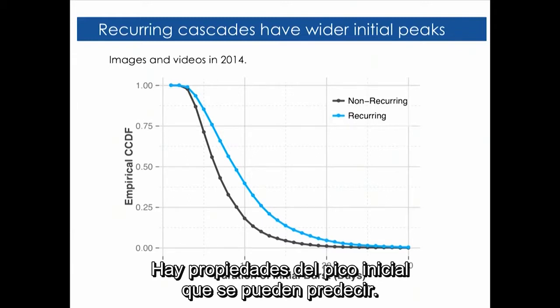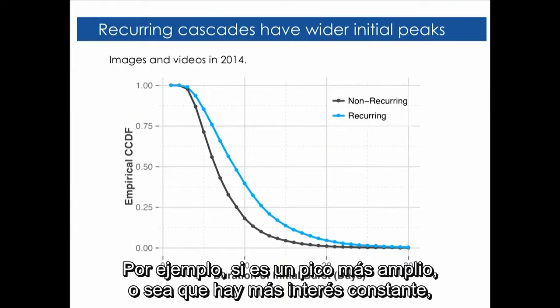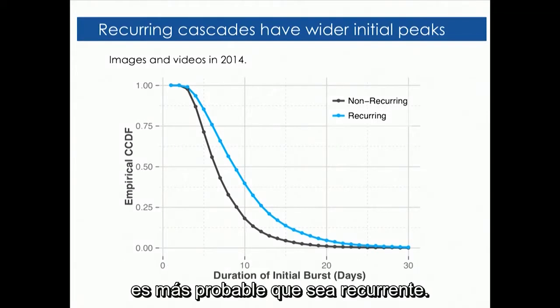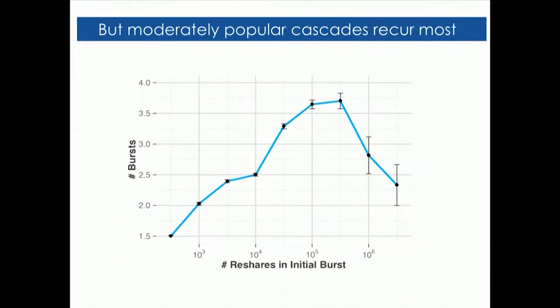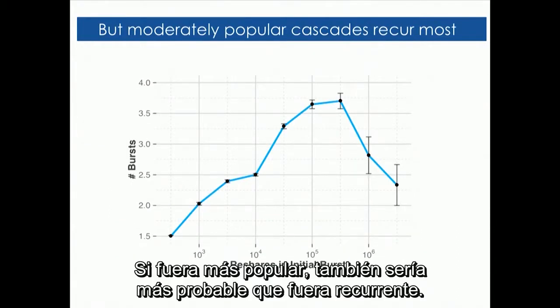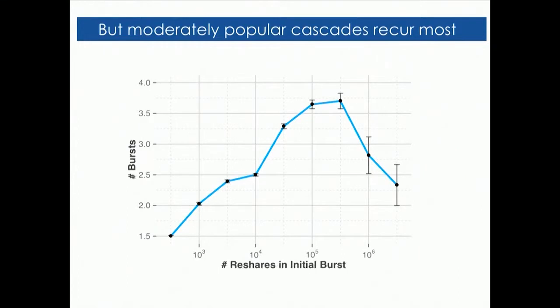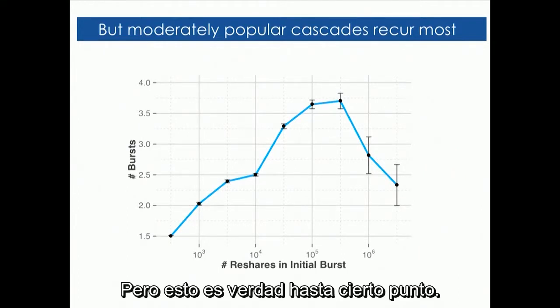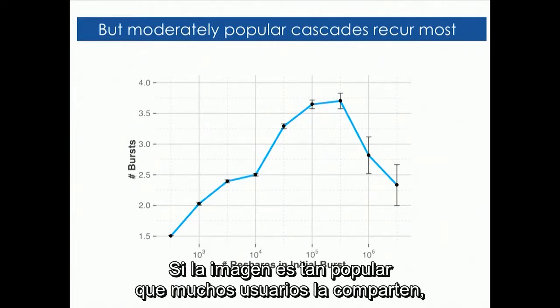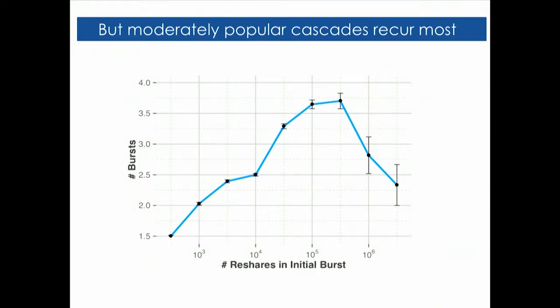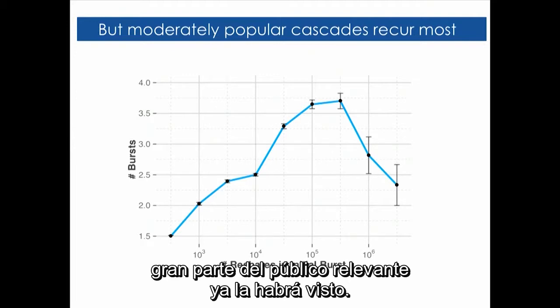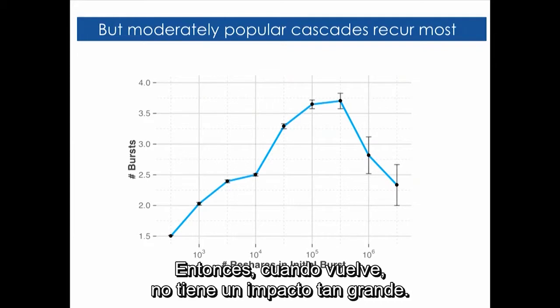There are properties of the initial peak that are predictive. For example, if it's a broader peak, meaning that there's more sustained interest, it's more likely to recur. If it was more popular, it's also more likely to recur. But this is true up to a point. If the item is so popular that so many people share it, a lot of the relevant audience is going to have already seen it. So when it comes back, it doesn't have as much of a shot.